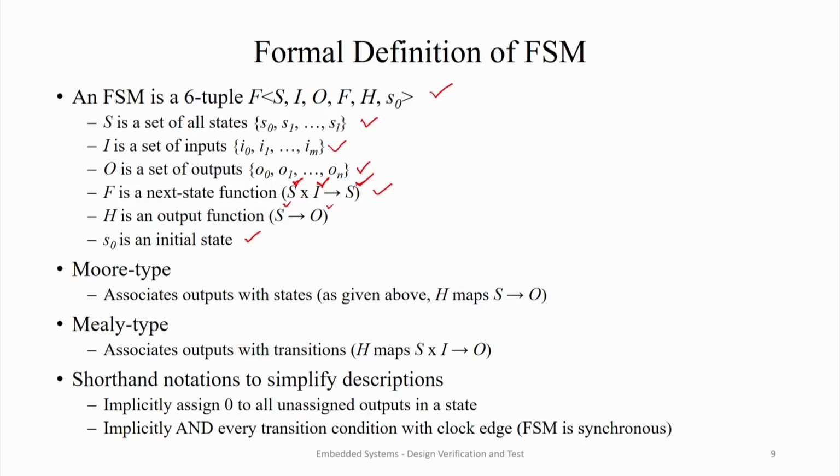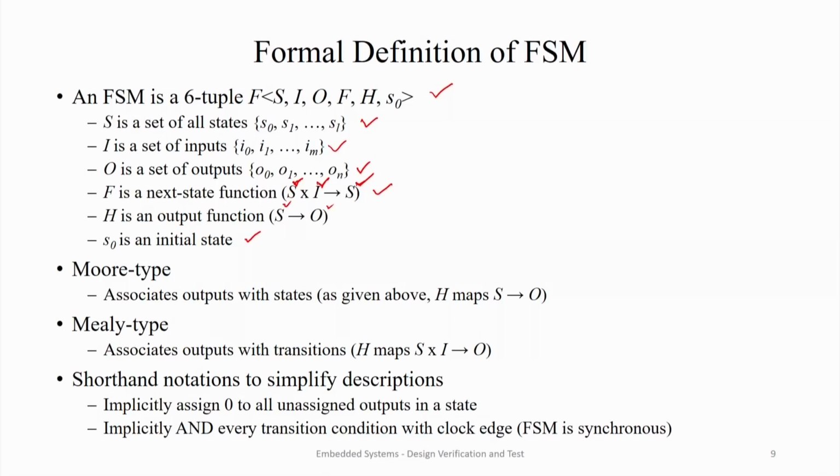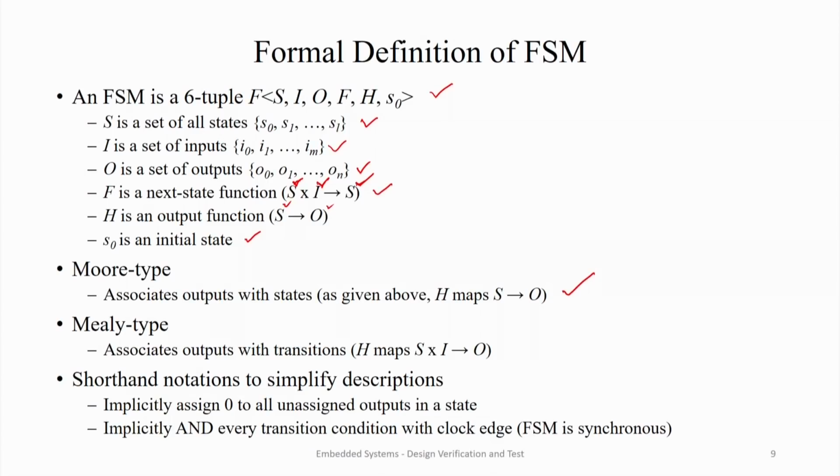Now, the FSM we just built is a Moore type FSM. Why? Because it associates the outputs with states. A Moore FSM is an FSM where the outputs are solely associated with states, as against Mealy FSMs where the outputs are associated with transitions. So, in a Mealy type FSM, the outputs are associated with transitions.